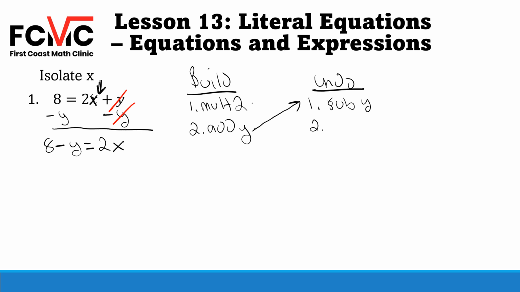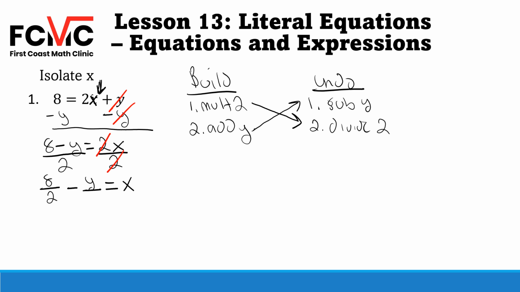Now I've got multiplying by 2. To undo multiplying by 2, I can divide by 2. So let's divide the right side and the left side by 2. The 2's cancel out on the right. And then I can divide each of these terms: 8 divided by 2 minus y over 2. We can simplify this: 8 over 2 gives us 4 minus y over 2 equals x.